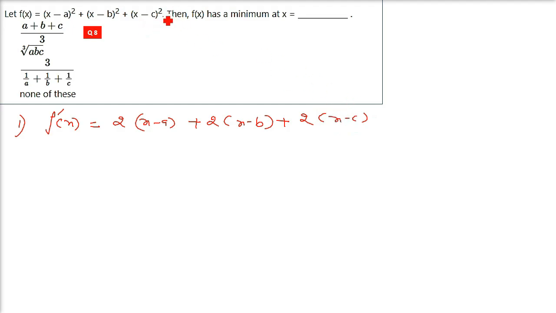This is the differentiation, the first derivative. Now the second thing will be what? The second thing is equating this to 0. F dash x has to be equal to 0.